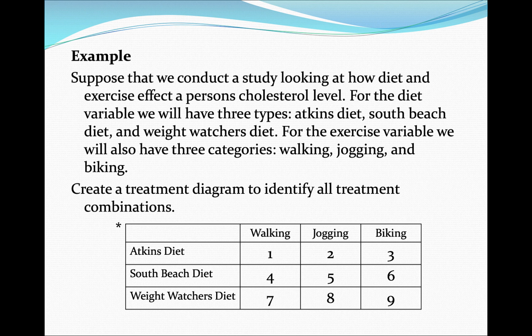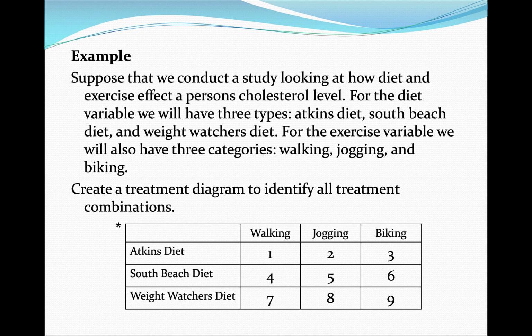So you just let the rows of the table represent one variable, so in this case diet, and you let the columns of the table represent the other variable, in this case exercise. And the cells within this table, of course, represent the 9 treatment groups. So you can see that there are 9 treatment groups. Treatment group 1 would walk and do the Atkins diet. Treatment group 2 would jog and do the Atkins diet, and so on. You have to have individuals in every one of these treatment groups when you go to conduct a study. So this treatment diagram is a good way to look at what all your treatment combinations are, especially when you have 2 variables.